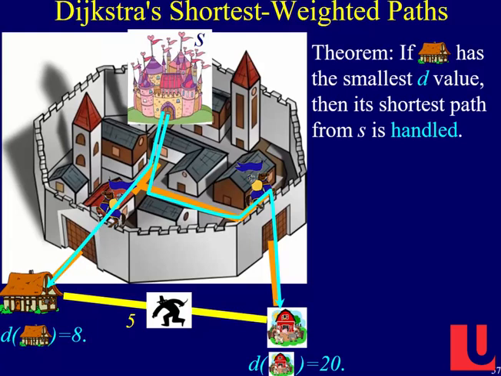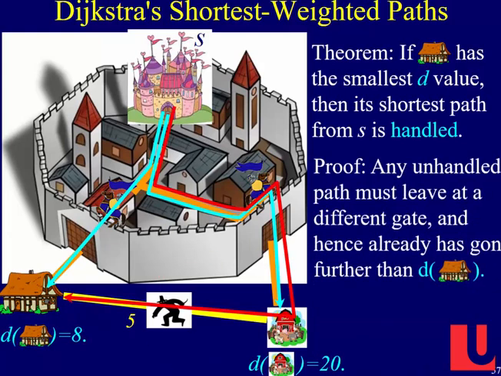Does that make sense? And why? We prove it by waving our hands around. Suppose there was a shorter path to it. Suppose that path was shorter. Well, what does that shortest path do? It wanders. So the contradiction would be that there was a shorter path that wasn't handled, right?